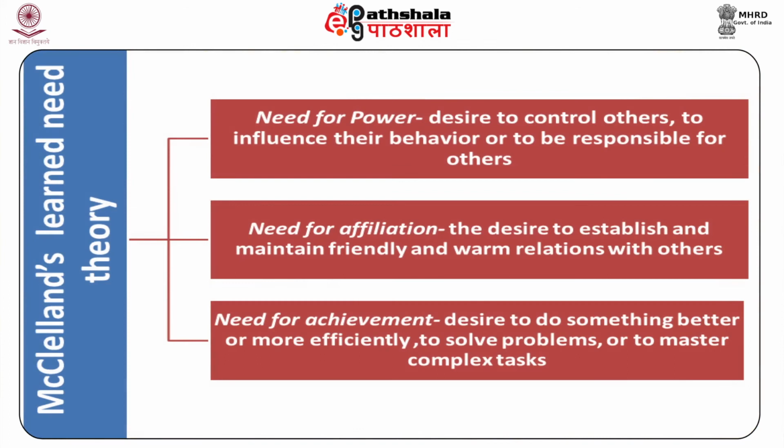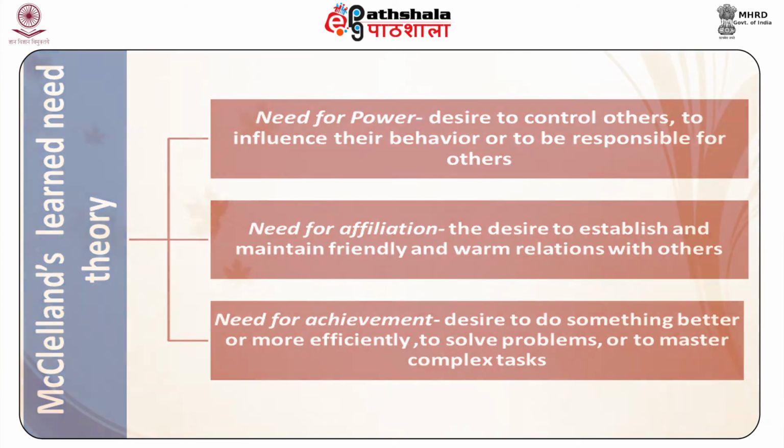These 3 levels of needs were: first, need for power, the desire to control others, to influence their behavior and to be responsible for others. The next need is for affiliation, the desire to establish and maintain friendly and warm relationships with others. The next is the need for achievement, the desire to do something better or more efficiently, to solve problems or to master complex tasks.